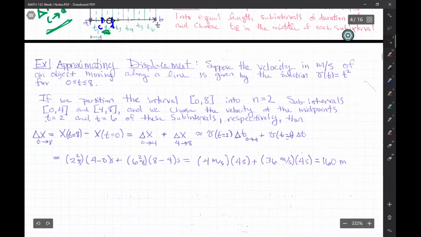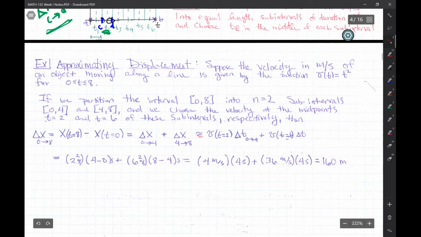So what's the midpoint of 0 to 4? It's t equals 2, and the midpoint of 4 and 8 is t equals 6. So that's where we're going to evaluate the velocity. We want the total displacement from t equals 0 to t equals 8. Well, that equals the displacement from 0 to 4 plus the displacement from 4 to 8.